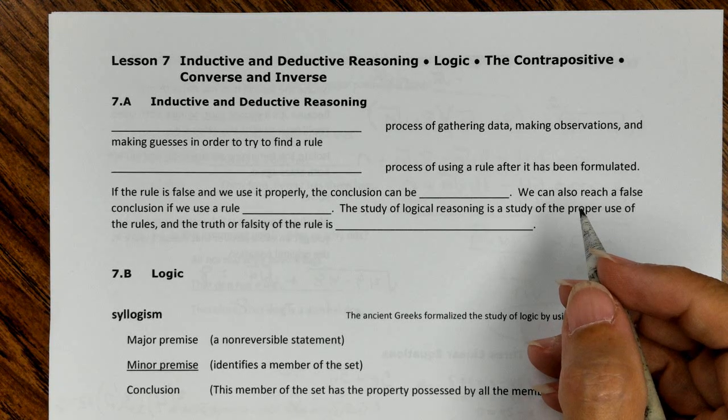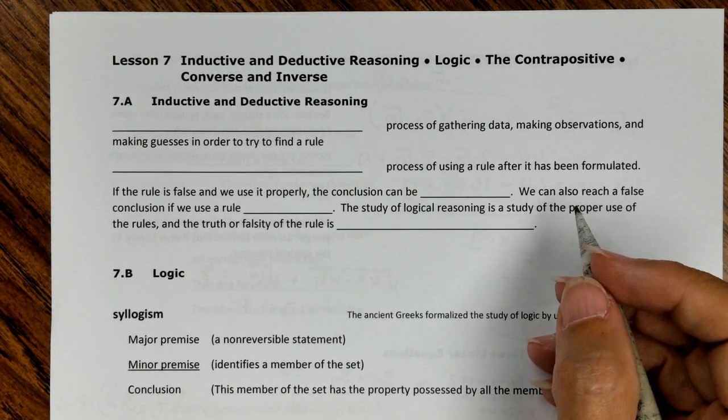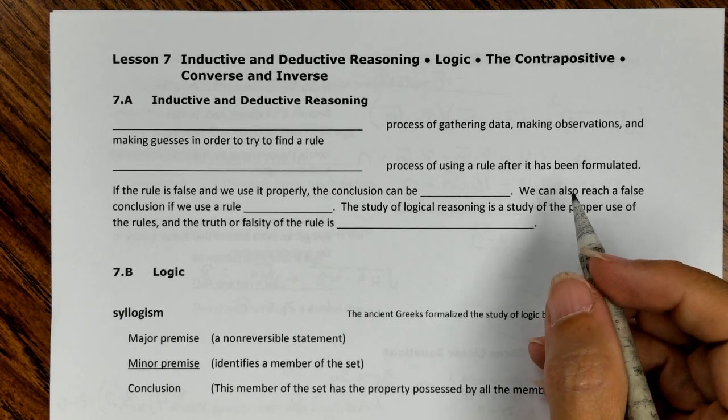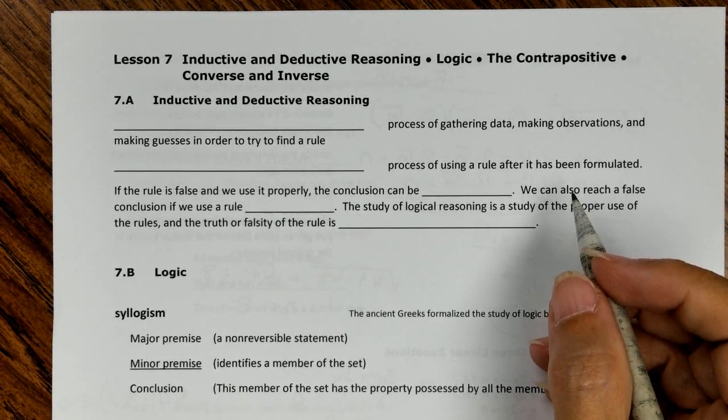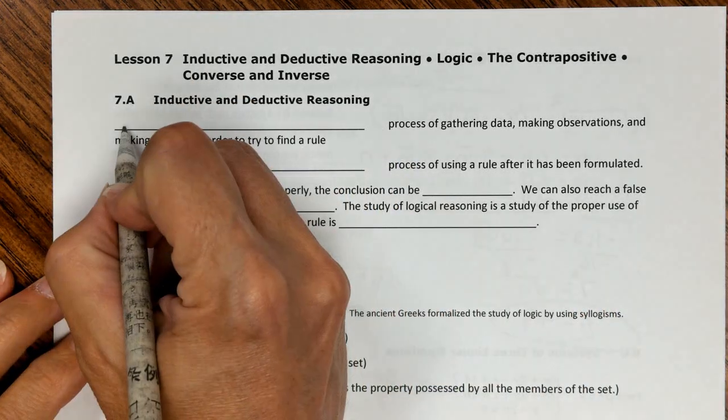Advanced Math Lesson 7 is all about reasoning and logic. In Part A, we're talking about different kinds of reasoning and the process of gathering data, making observations, and making guesses in order to try to find a rule. That one is inductive reasoning.